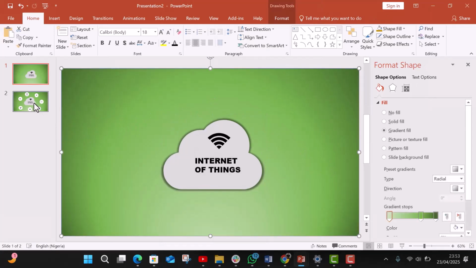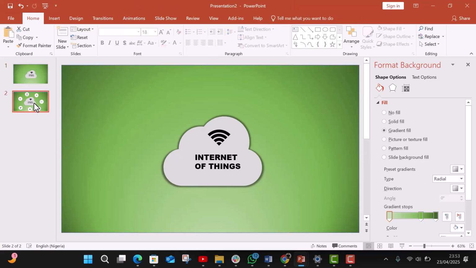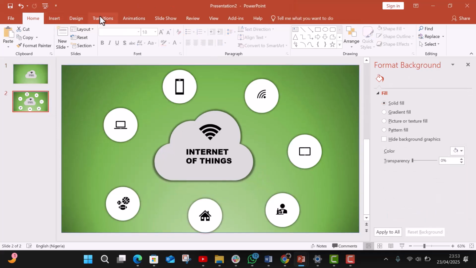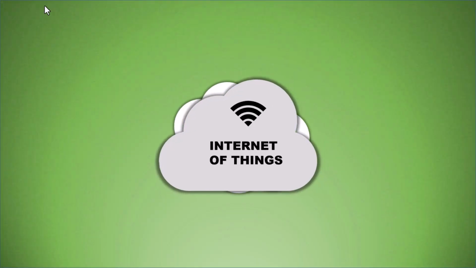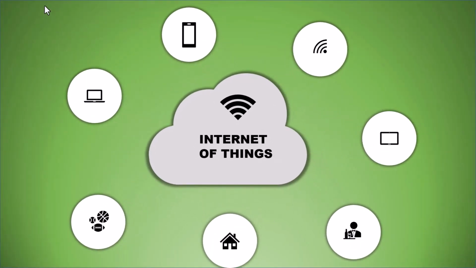Then select the second slide, go to your transition and select morph transition. Preview it and that's all.